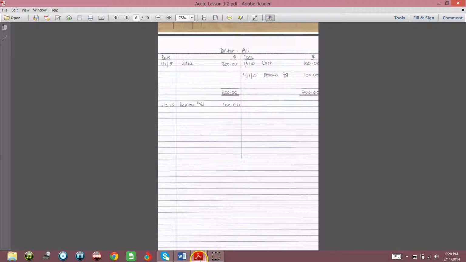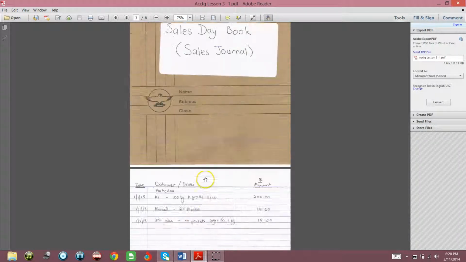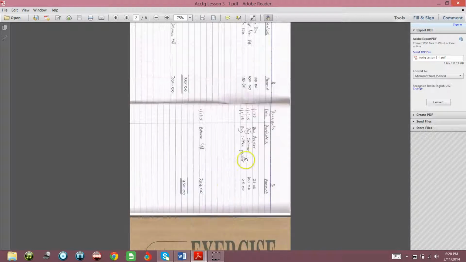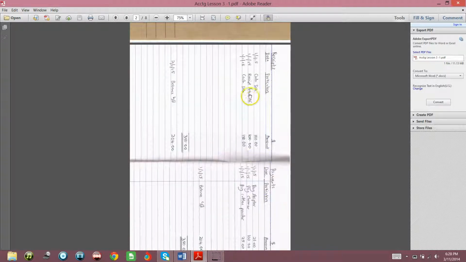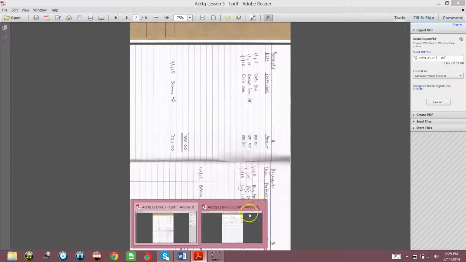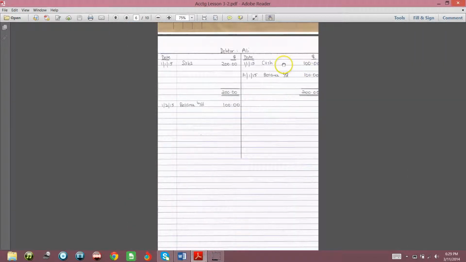Then he will also look into the cash book. Okay, so this one is a receipt from Ali, a cash receipt. So he will record it in the debtors Ali account. So then he will have the ending balance.